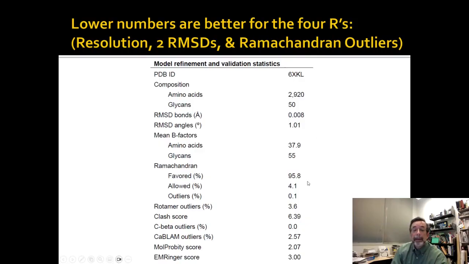Ramachandran, we talked about that, and they have 95.8% of the Ramachandran angles are in the favored region, 4.1% is allowed, and only 0.1% is an outlier. Probably good. You know, this looks pretty good. But again, you want to be able to compare 2 things.